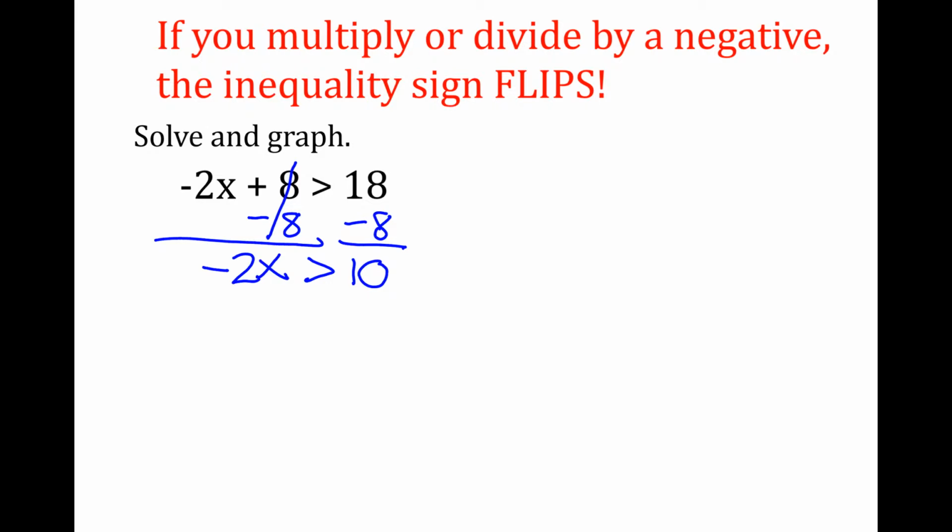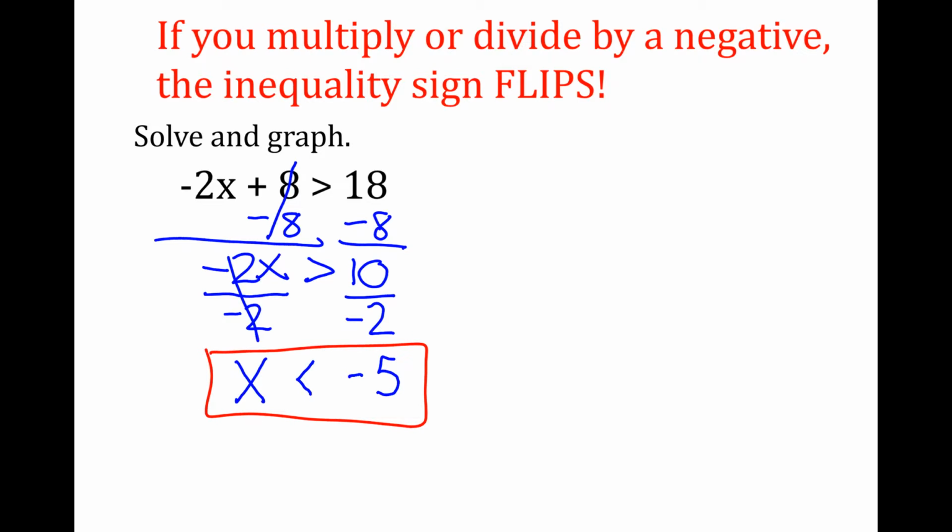All right, so here we have negative 2 being multiplied by x. So to get the x alone, like we normally would, let's divide each side by negative 2. These cancel, and we're left with x. Oh wait, we just divided by a negative number. So instead of being greater than, our sign is going to flip and become a less than sign. 10 divided by negative 2 is negative 5. And this will be our answer.